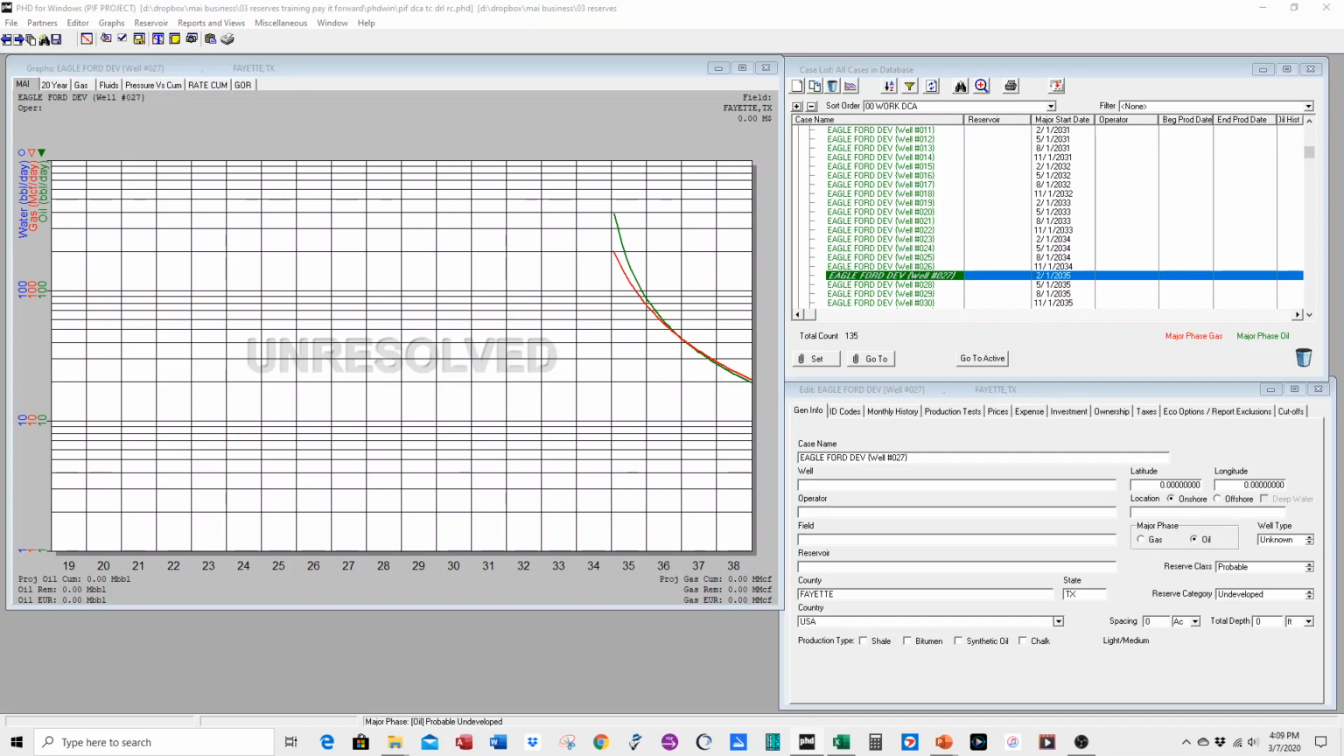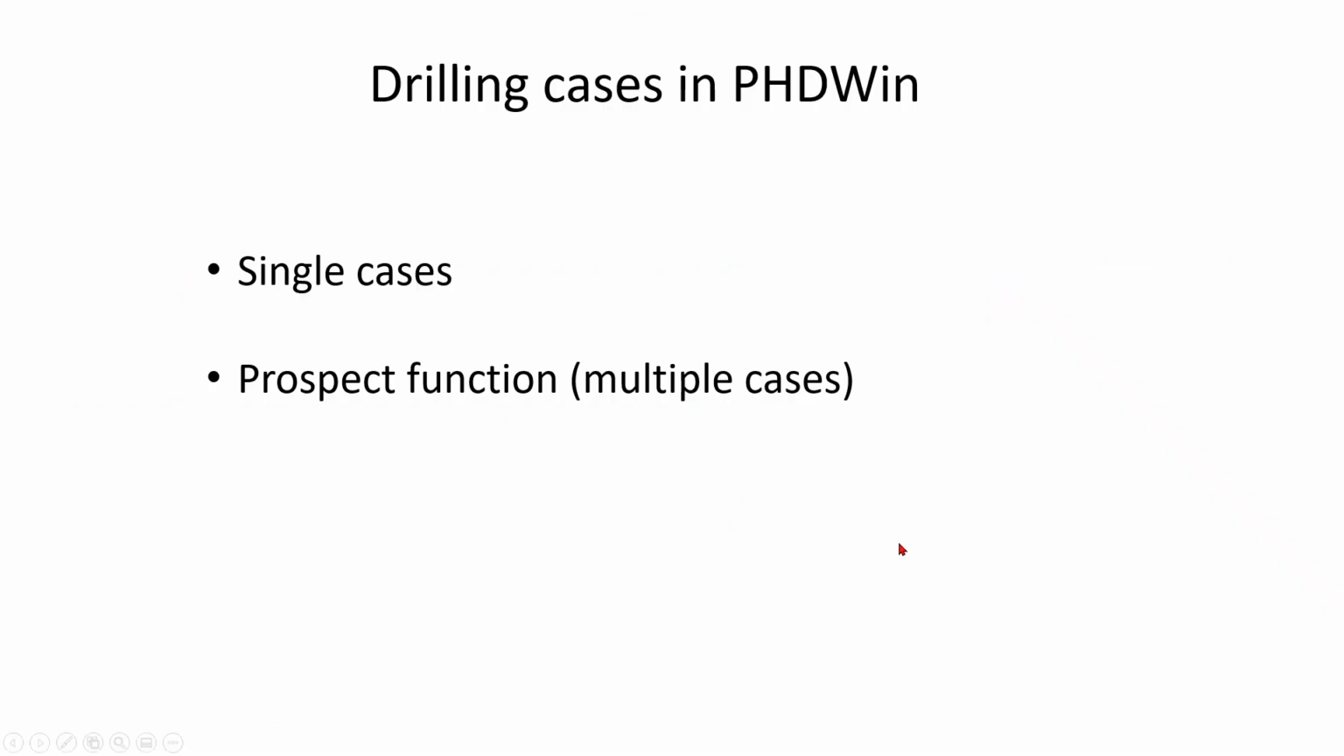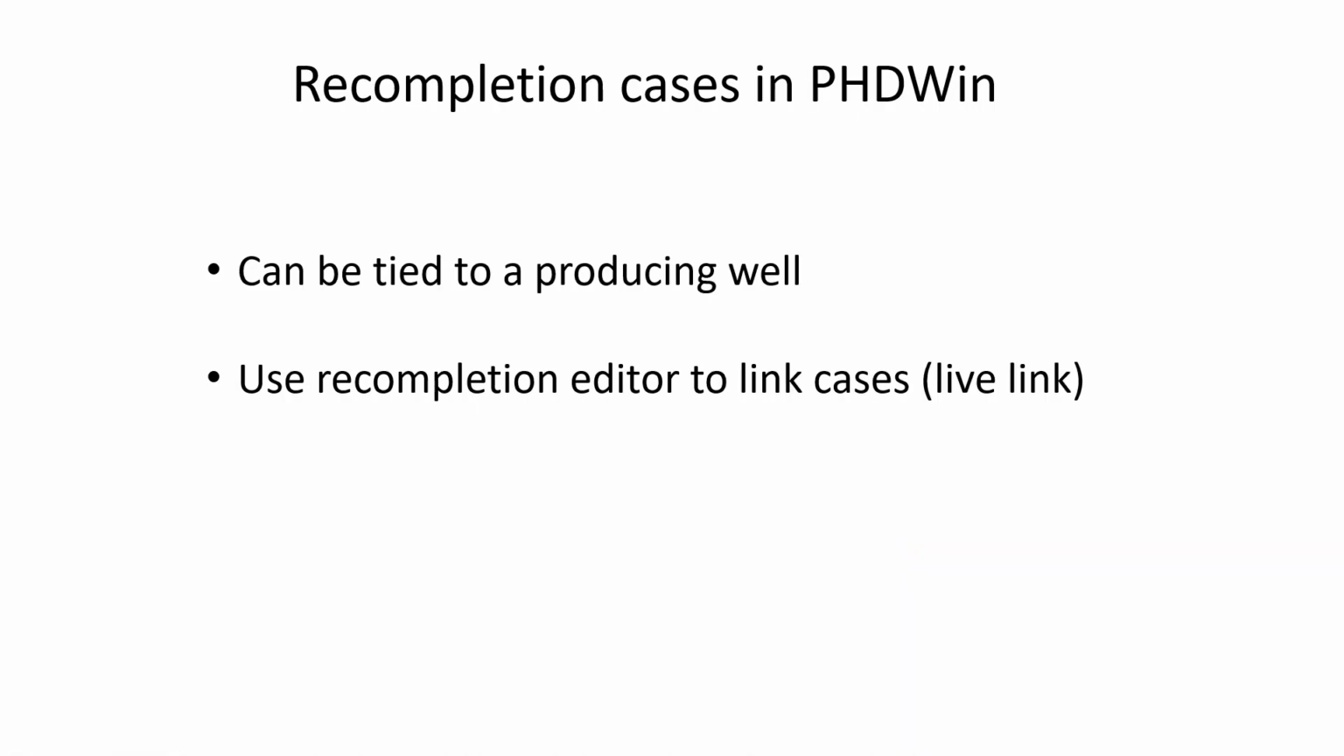All right, let's go back to our presentation. We did a single case, drilling cases, and a prospect function. So what about recompletion cases? You can make recompletion cases and time them to a producing well. Sometimes you do that; you don't have to do it all the time, but I'm going to show you an example of using the recompletion editor to link the recompletion well to the producing well. So let's show how that happens.